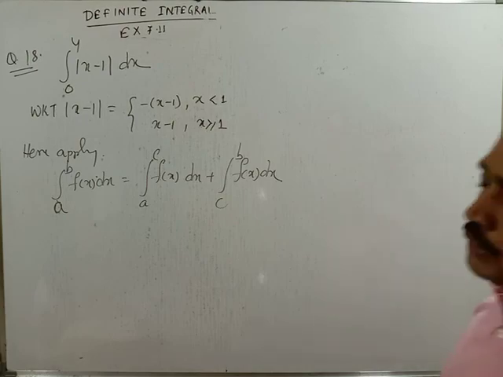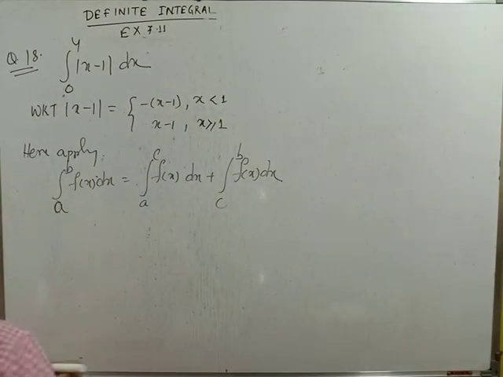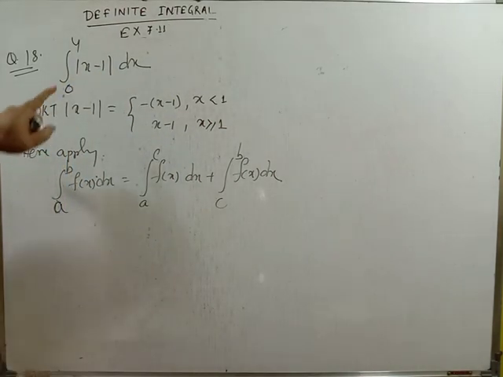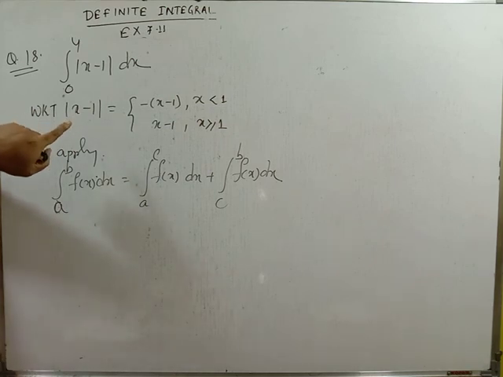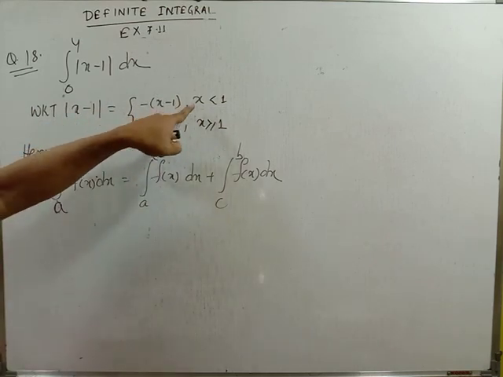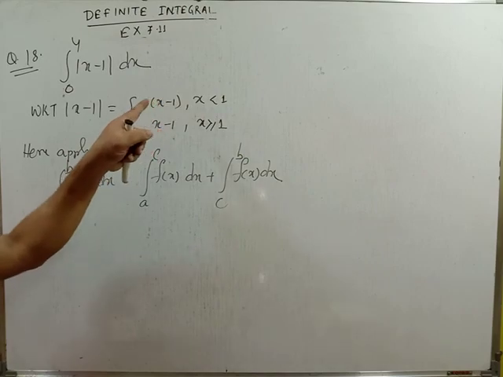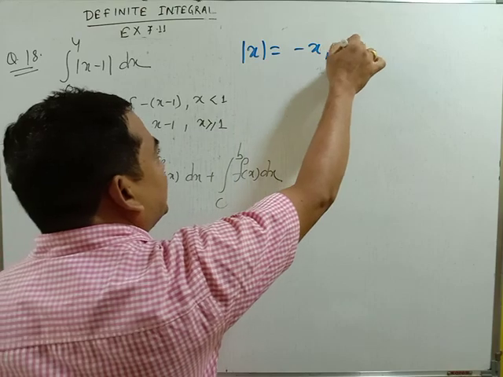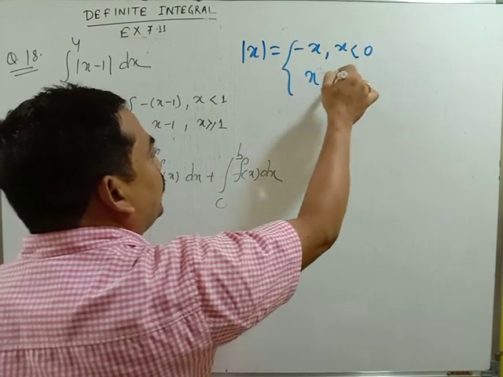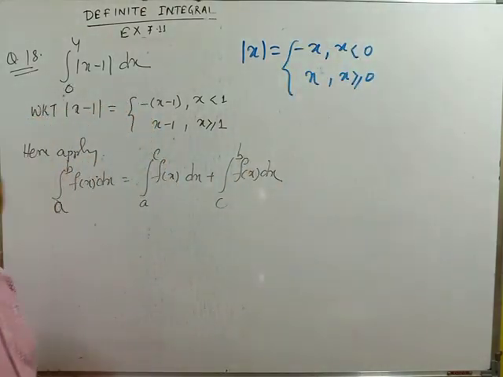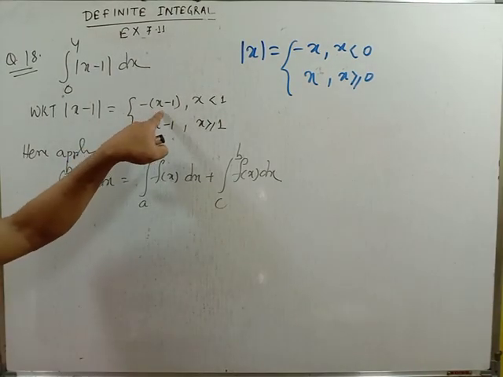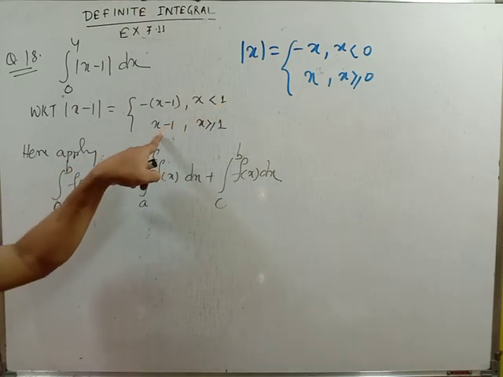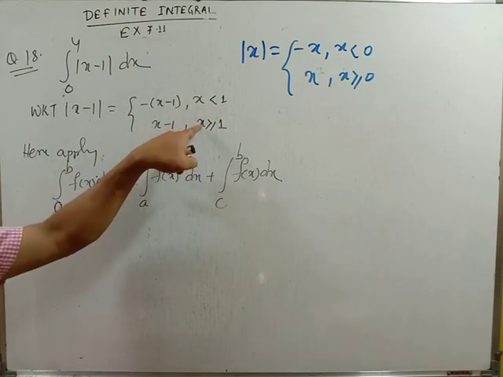Here another question number 80. Integral 0 to 4 of mod x minus 1 dx. Mod x minus 1 can be written as minus of x minus 1 if x less than 1, because for mod x we know it is minus x if x less than 0, and x if x greater than or equal to 0. If this is less than 0, meaning x minus 1 less than 0, that's why x less than 1 is coming. When x minus 1 is greater than or equal to 0, it means x greater than or equal to 1.